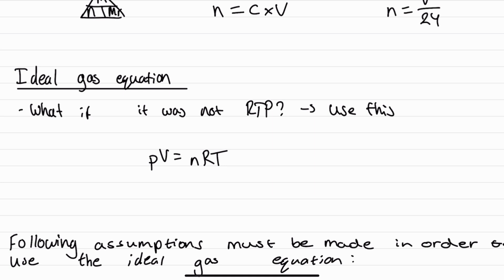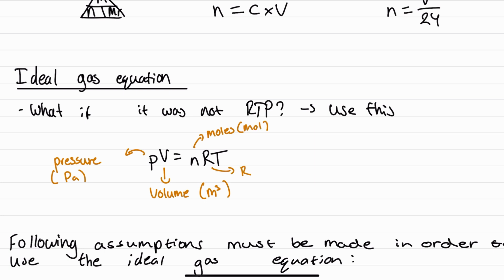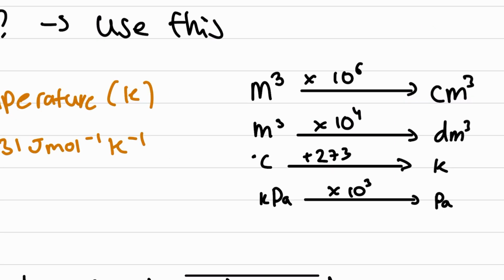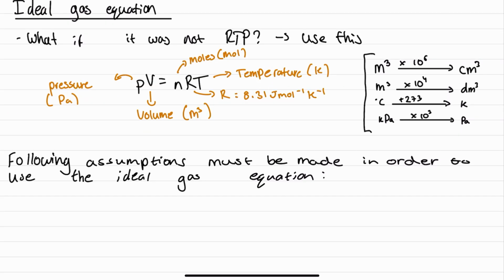Labeling this equation, we get pressure in pascals, we get volume in meters cubed, we get moles as mole. Now we get R, which is always the exact same, 8.31 joules per mole per Kelvin. Then we get temperature in Kelvin, and that's all you really need to know. For conversions, it is very important to know all of these because these are the very normal ones that come up in the exam. Even with the ideal gas equation, there are some assumptions that must be made.